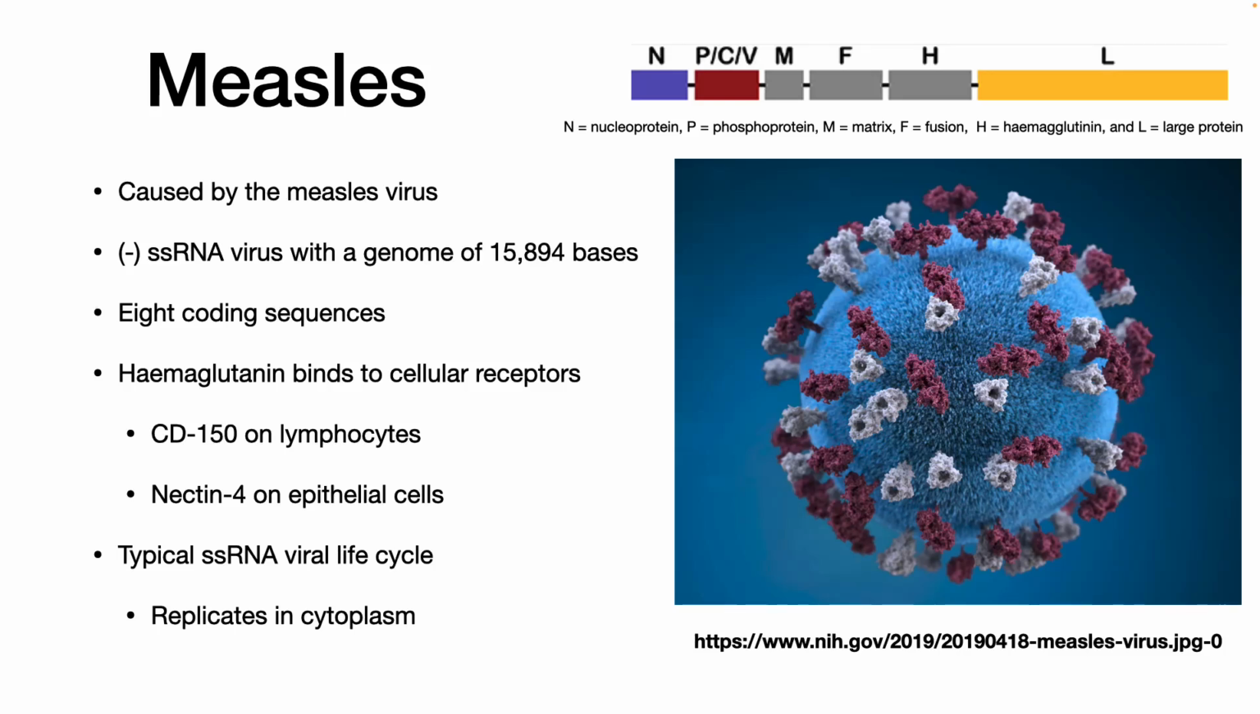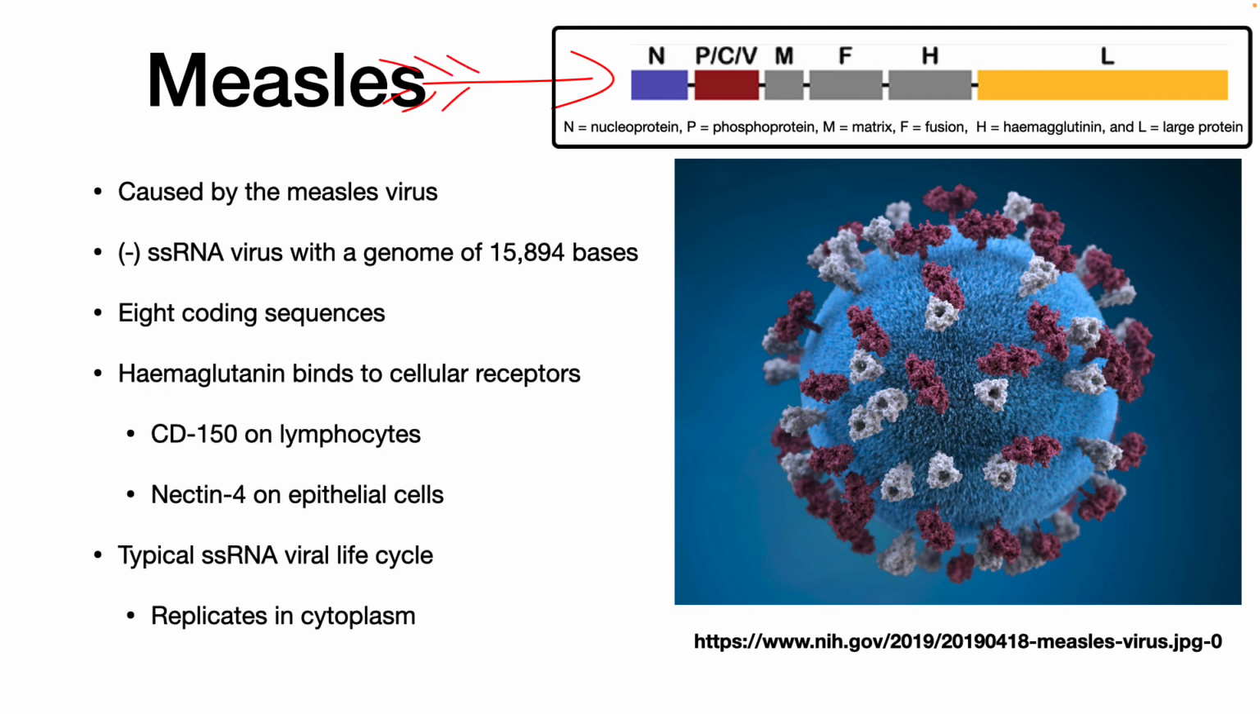Measles was a common childhood disease in the U.S. before widespread vaccination began in the 1960s. The disease is caused by the measles virus, a negative single-stranded RNA virus with a genome of about 16,000 base pairs. There are 8 coding sequences.